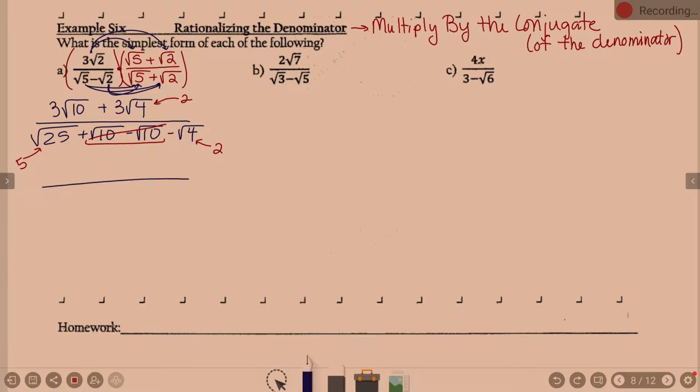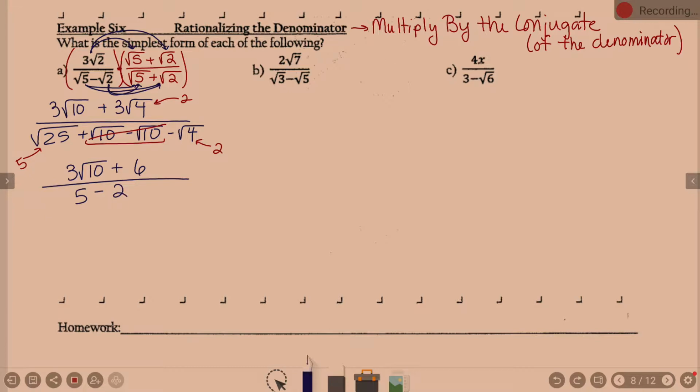On top, 3 square root of 10 is still 3 square root of 10. What about 3 times the square root of 4? Becomes 6, right? Because square root of 4 is 2. So if you haven't already done this, 3 times 2 is 6. Okay, denominator. My square root of 25 becomes 5. Square root of 10s are gone. And minus square root of 4 becomes 2.